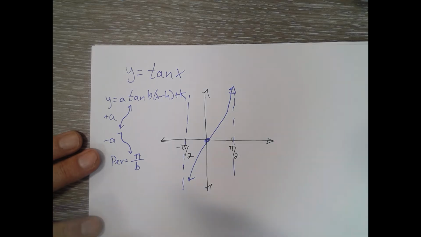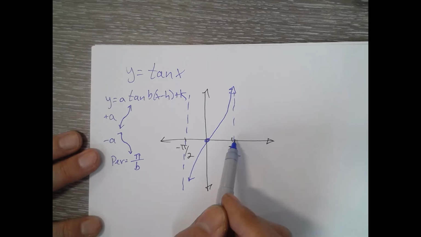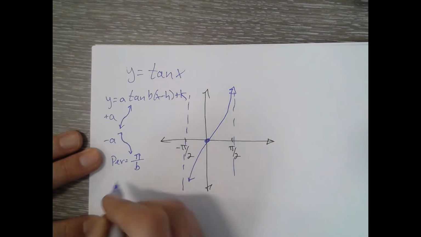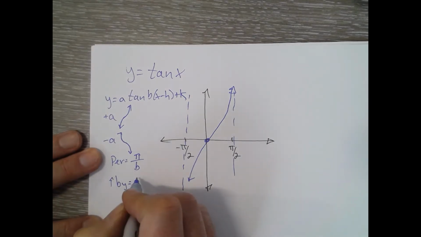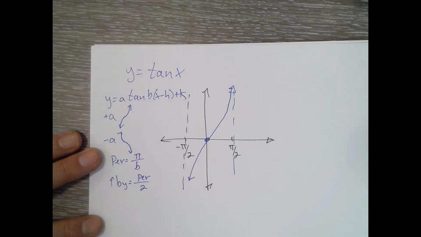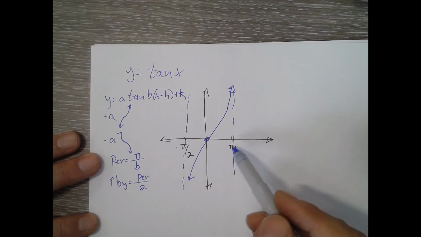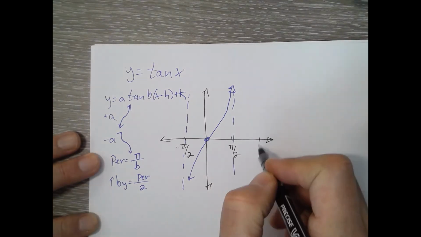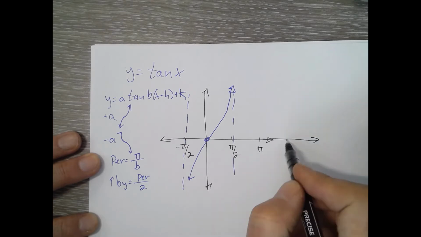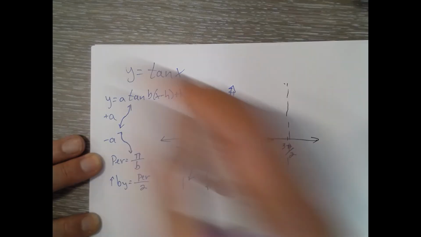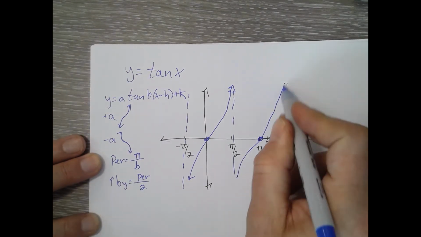Pi. It goes from negative pi over 2 to pi over 2, that is pi. Actually, I'll say my up by is the period divided by 2 instead of the period divided by 4. So there's a couple differences. The period is not 2 pi over b, it's pi over b, and the up by is the period over 2, not over 4. So if my period here is pi, I'm going up by pi over 2. My next point would be pi, and then 3 pi over 2. There's another asymptote, and there's another period of y equals tangent x.